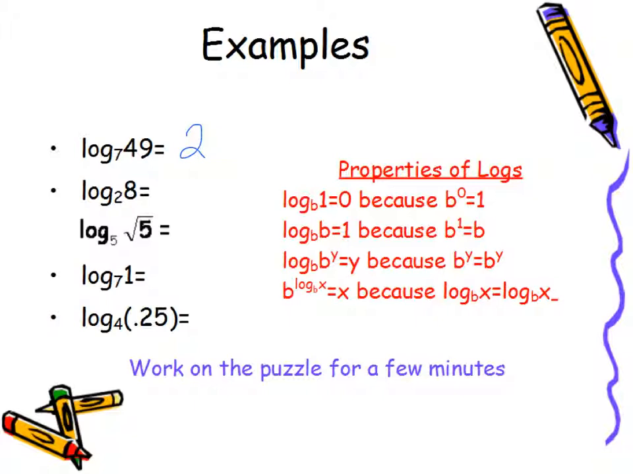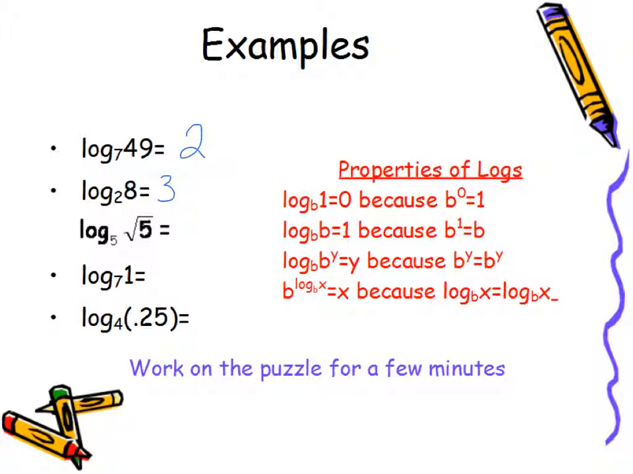All right, let's try another one. Log base 2 of 8. So 2 to some power would get me an 8, and that power should be a 3. All right, let's get some trickier ones. How about this one with a radical? 5 raised to some power should equal the square root of 5.